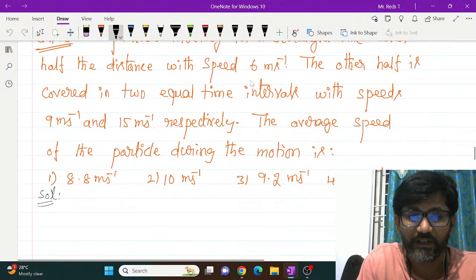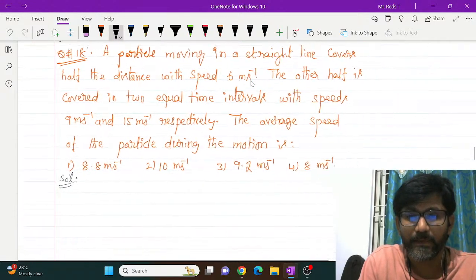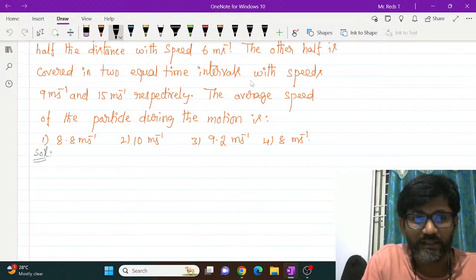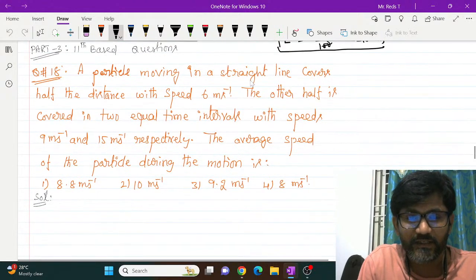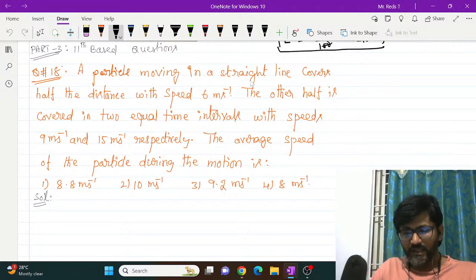So, write down the given data first. See what is given. A particle is moving in a straight line, covers half of the distance with a speed of 6 meters per second. Half of the distance means you have to consider the total journey.